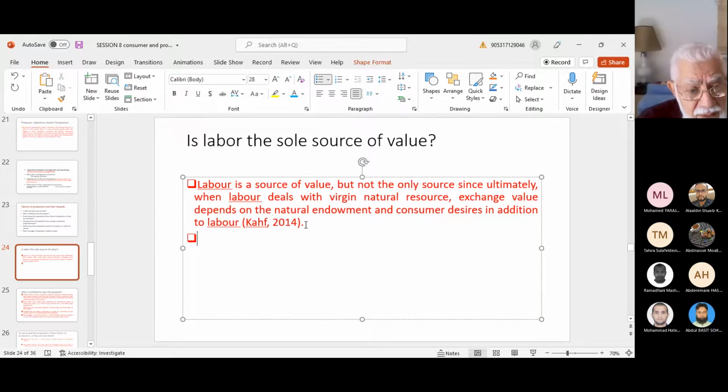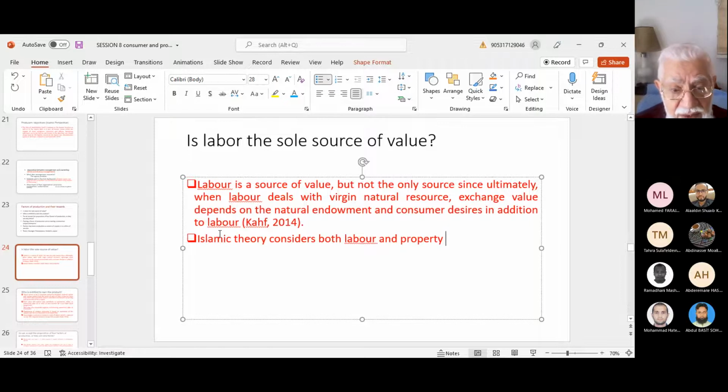I believe that the Islamic theory goes on considering both labor and property, and so property is important in creating added value. It is not neglected, and it is not only a subordinate factor. It is an equal factor in its importance.